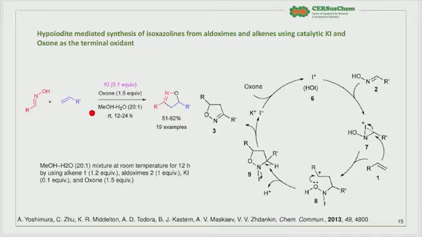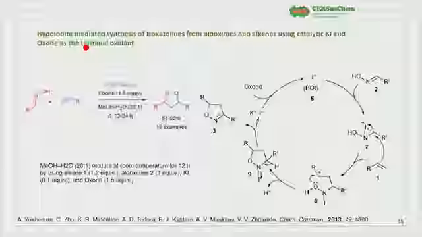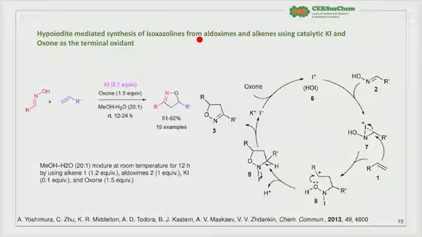The second article on this topic, which I selected, has the title "Hypoiodate-Mediated Synthesis of Isoxazolines from Aldoximes and Alkenes using catalytic potassium iodide and Oxone as a terminal oxidant." For this transformation, the authors used aldoximes and styrenes to get access to the isoxazolines nucleus.